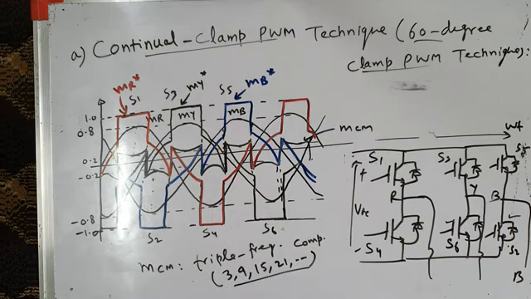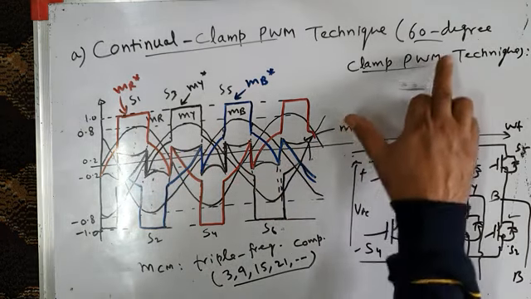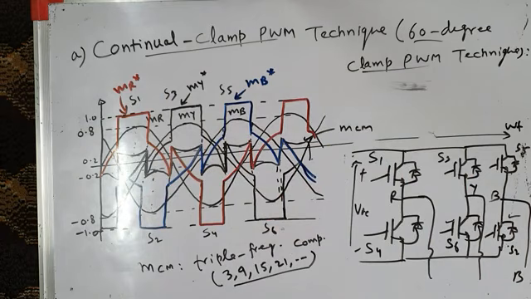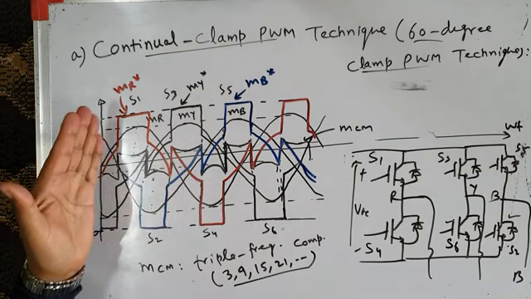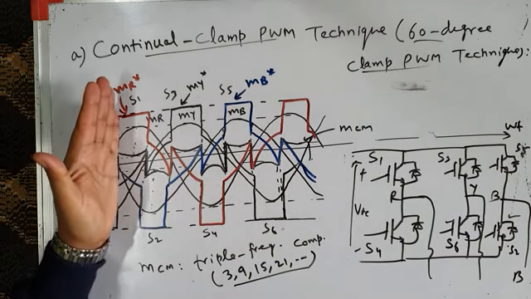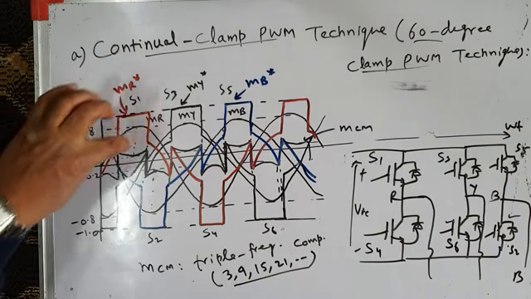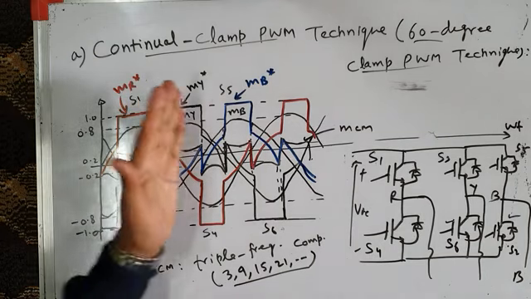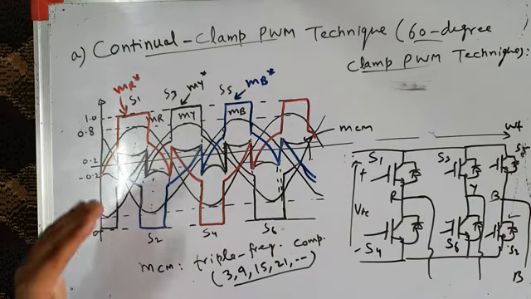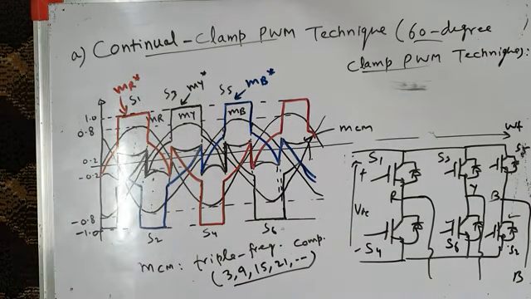Okay, so this was about continual clamp PWM technique, 60-degree clamp PWM technique. I have shown you how to generate this common mode signal, what is the rule, and how it results in clamping of phase leg R for 60-degree interval in positive half cycle and for 60-degree interval in negative half cycle, and similarly other phase legs, and how it reduces the switching power losses by 1/3, and how it results in equal loading of all the devices.